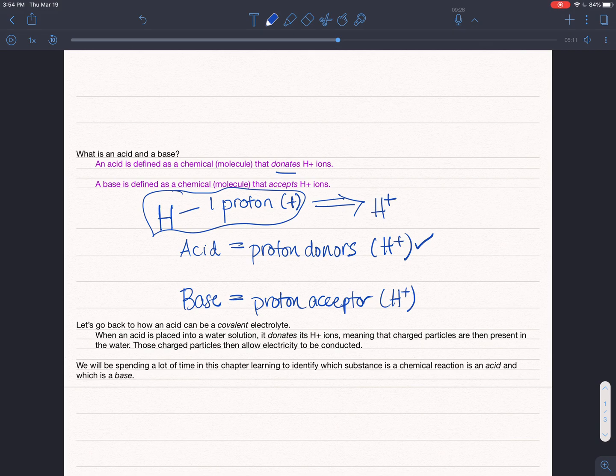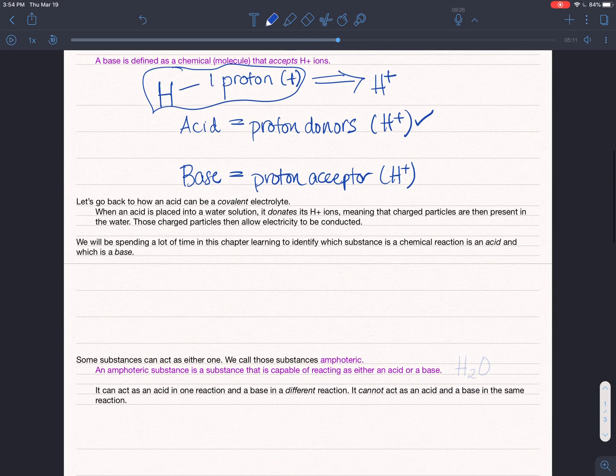Much of the chapter is going to be spent learning how to identify, when you've got a chemical reaction, which substance in the chemical reaction is an acid and which one is a base. And that'll be the next part of the lecture that we'll talk about.